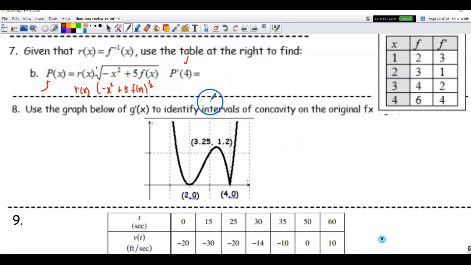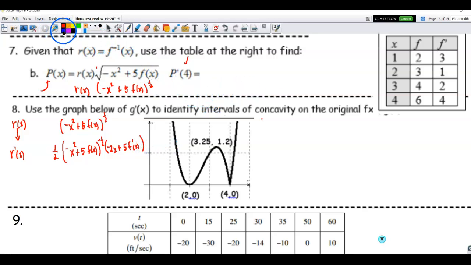So when I find the product, I'm going to come down here and work right here. I have a product rule. Actually, I'm going to write my factors over here. I have r of x, and the derivative of r of x is r prime of x. And the second factor is negative x squared plus 5 f of x to the 1/2 power. So by the chain rule, the derivative is going to be 1/2 of the quantity negative x squared plus 5 f of x to the negative 1/2 power multiplied by the derivative of the inside, which is negative 2x plus 5 f prime of x.